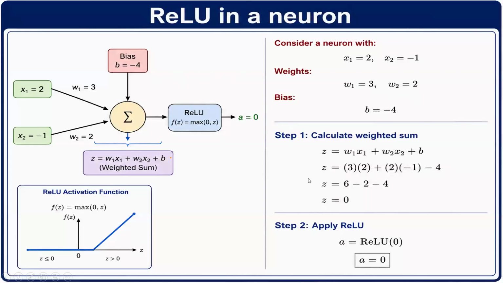So let us see ReLU in a neuron. Here the inputs are given: x1 is equal to 2, x2 is equal to minus 1, and weights are also given: w1 is 3, w2 is 2. So it is passed to the neuron and a bias is also added. So z is equal to w1 x1 plus w2 x2 plus b. So here you will find the value of z is 0. So if you want to calculate the ReLU of 0, ReLU of 0 is also 0. So this is how you can use ReLU in a neuron.